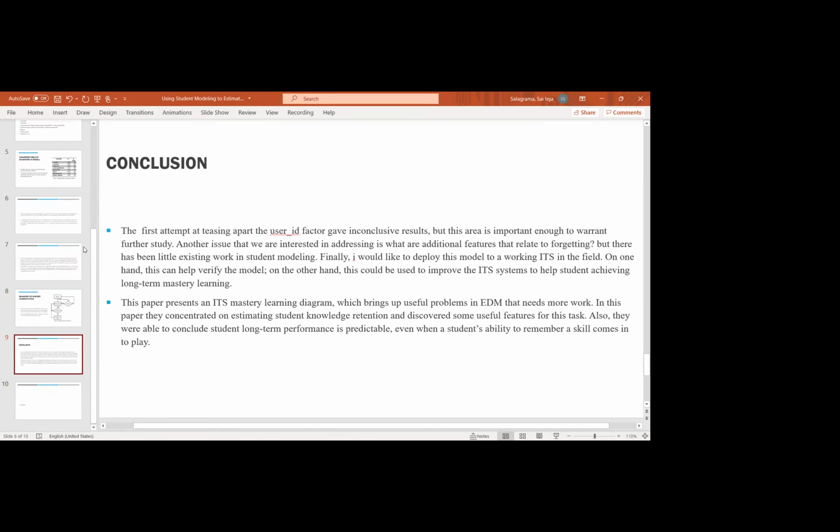Taking everything into consideration, the first attempt was teasing apart the user ID factor, which did not give good results, but the area was promising enough for further study. We also have other issues that we are interested in addressing: we are adding additional features related to forgetting, as there is little existing work in student modeling. Finally, I would like to deploy this model in a working ITS in this field. On one hand, this can help verify the model. On the other hand, it could be used to improve the intelligent tutoring system to help achieve long-term mastery learning.